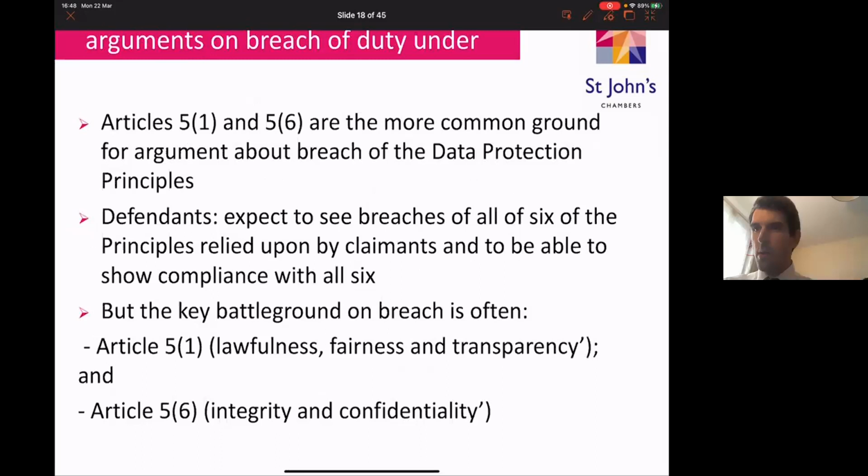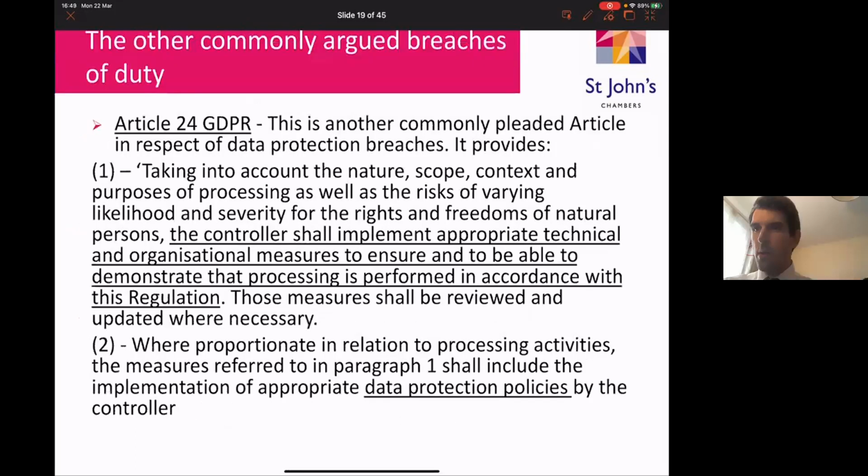So as I said, Articles 5.1 and 6 are the most fertile ground for argument about data protection principles by a controller. Typically, as a defendant, you can expect to see breaches of all 6 of them relied upon by claimants in some way. And as a defendant, you can expect to be able to show compliance with all 6. But as I say, the focus that you should be thinking about is Articles 5.1 and 6.